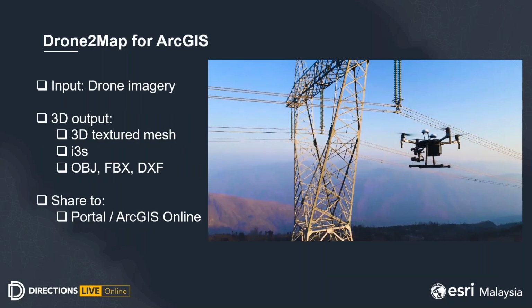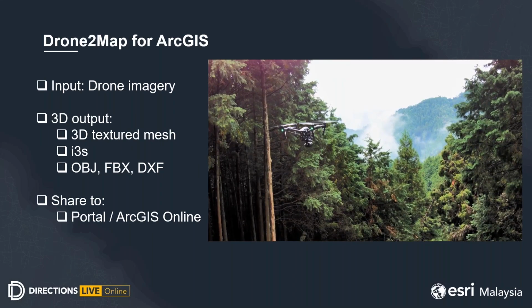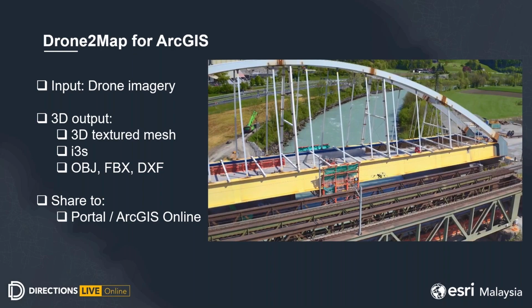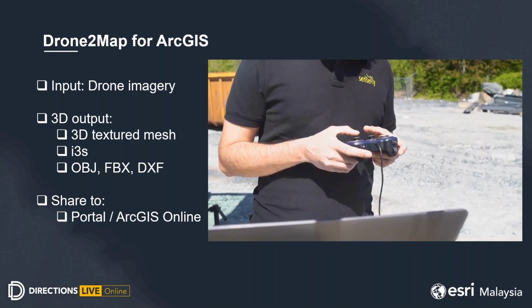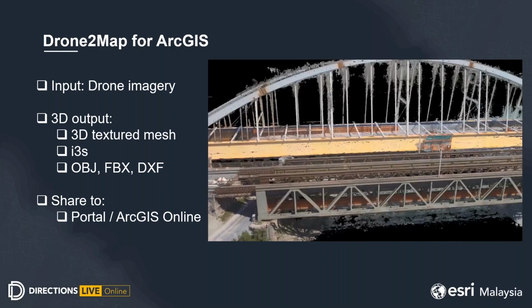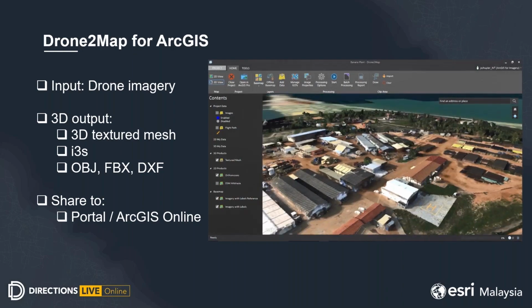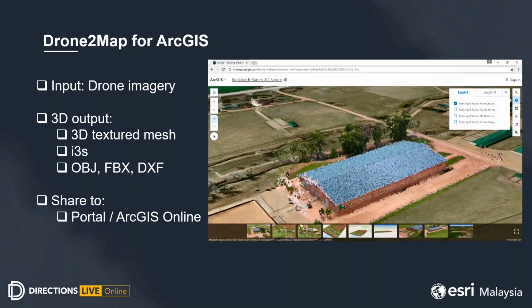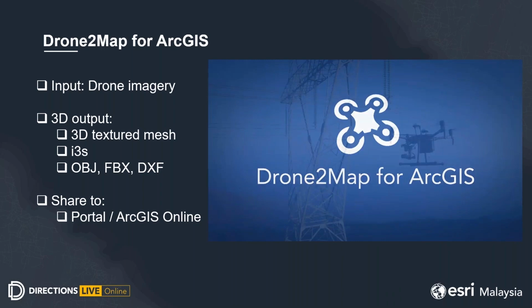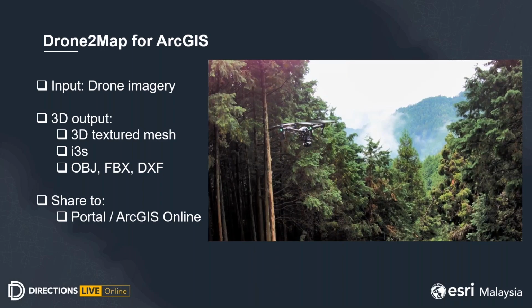Okay. Next is Drone2Map. There is another software package from Esri, which is normally used for processing of imagery captured by drone. One of the outputs that the software is capable of producing is 3D outputs. You can create a 3D textured mesh, so the surface with all the features like building, trees, and cars. Geometries and textures combine into one continuous surface.